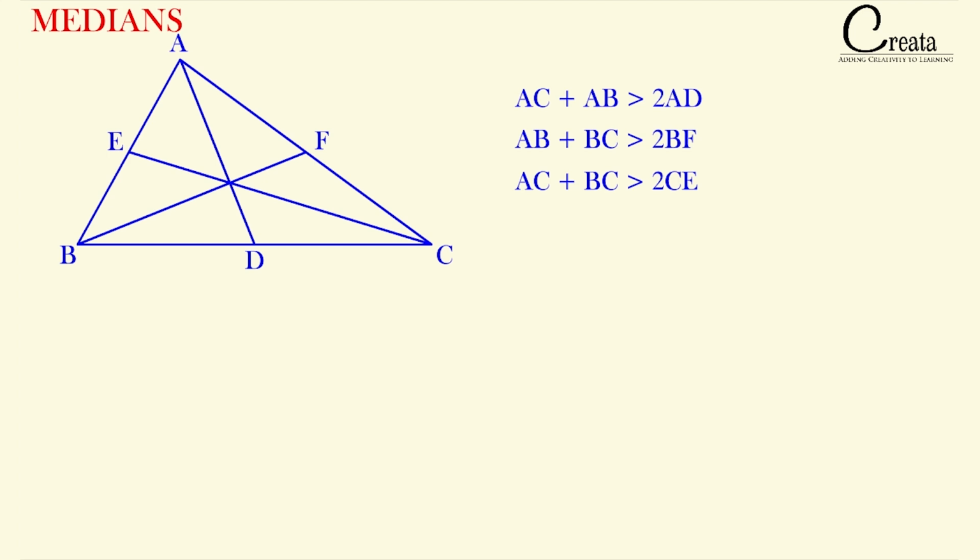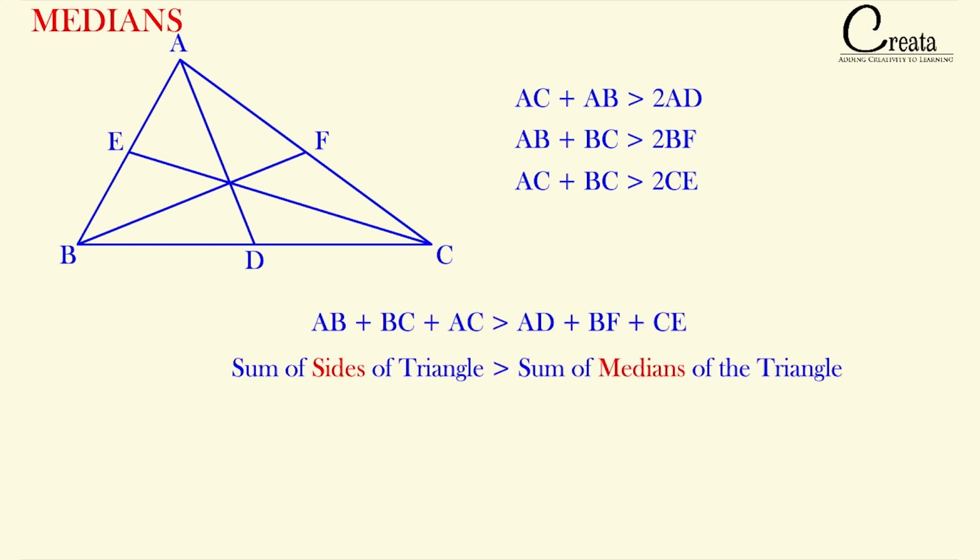Further, based on this relation, we can derive a relation, that is AB plus BC plus AC is greater than AD plus BF plus CE. That is, the sum of three sides of the triangle is greater than the sum of medians of the triangle. Here AB, BC and AC are the three sides and AD, BF and CE are the three medians of this triangle. As per this fundamental, the sum of the three sides is always greater than the sum of the three medians of this triangle. Okay, remember this.